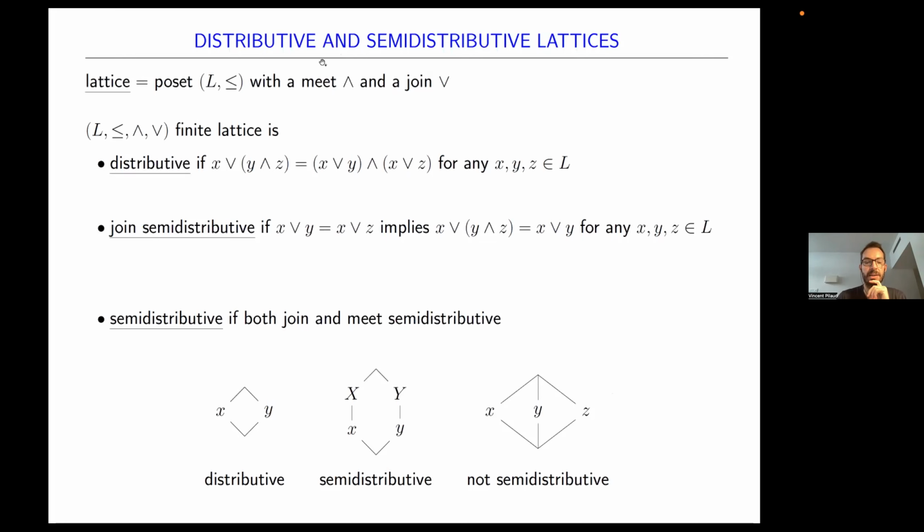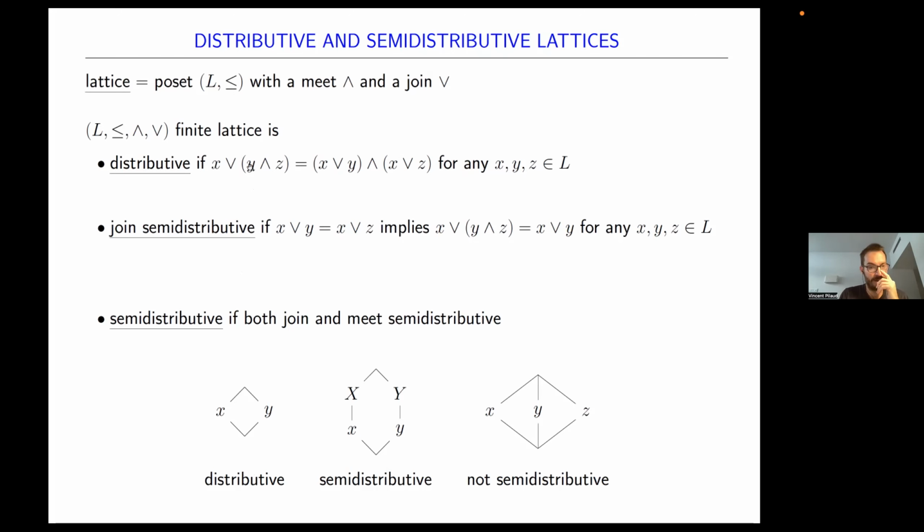So a lattice, we've said, is a poset with two operations, a meet and a join. And actually, you can forget about partial orders and just keep the meet and the join. So you can think of it just as an algebra with two operations, meet and join. And if you do that, then it's very natural to ask when these two operations are distributive. In this case, we say the lattice is distributive. But this is a very strong condition. So here on the left, you see a distributive lattice.